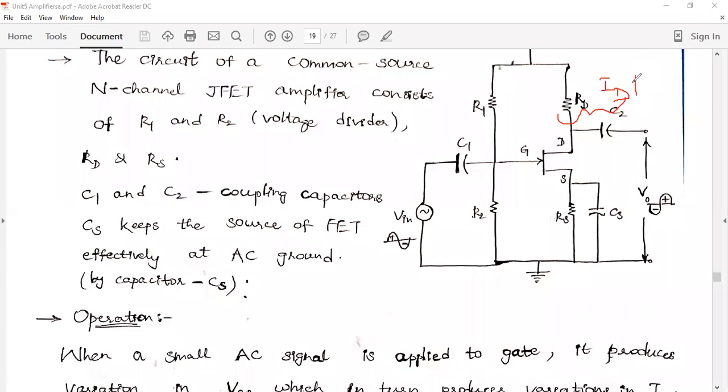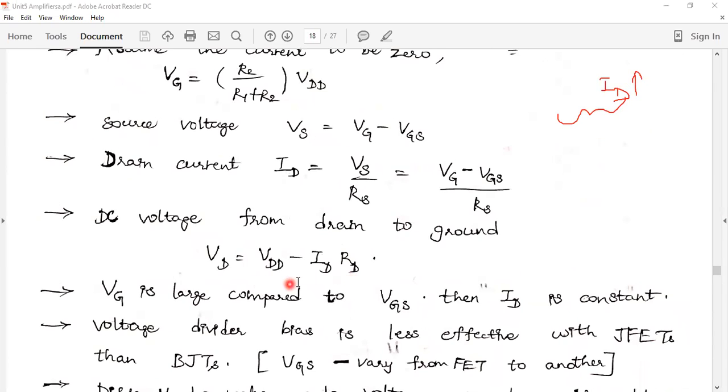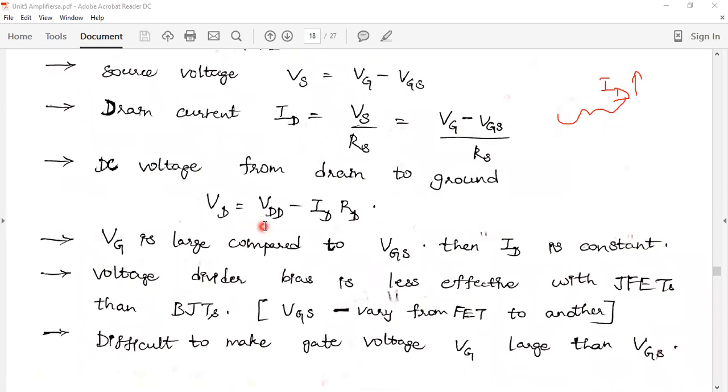If this drop increases, we know the basic equation: VD is equal to VDD minus ID RD. If the drop increases, this value will become negative. I am applying the positive input voltage across the gate. It is producing a negative voltage across the output circuit side.